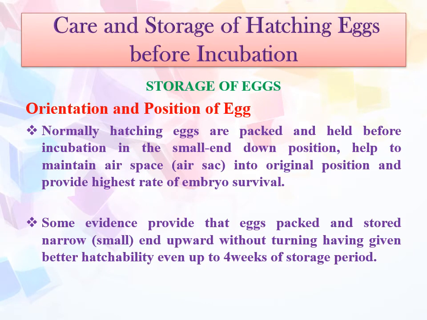Then orientation and position during the storage of egg into the egg storage room of hatchery. So normally, universally, the eggs are put into the tray in such a way that the broader end will be on the upper side and the smaller end will be on the down position or on the lower side to help to maintain the air shape.